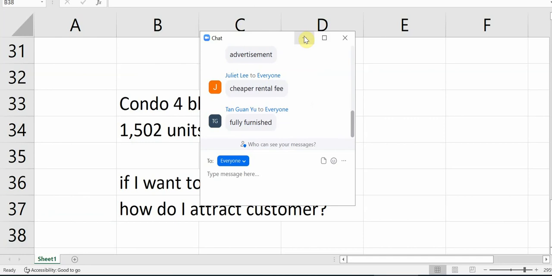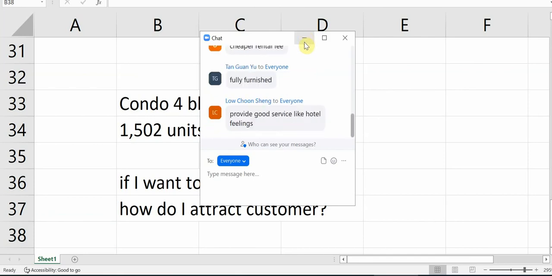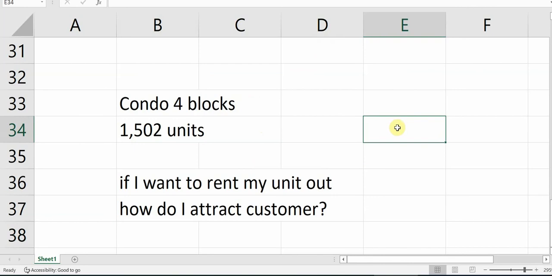I think after some suggestion here, I decided to stay for myself, so to rent things out. But thanks for your suggestion here. Now, I think provide good service like hotel feel. Okay, let me copy this first, and I put to the spreadsheet here.